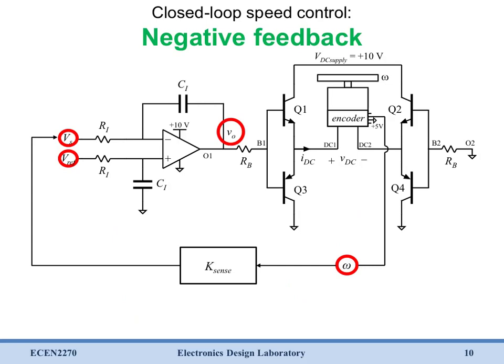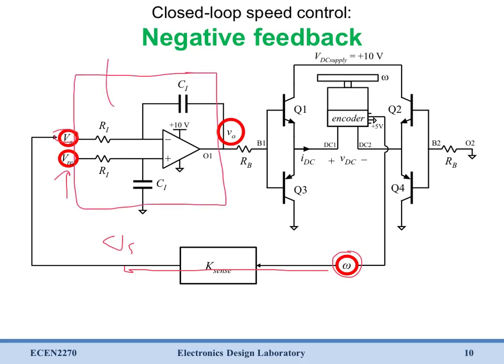Now if we place this back into our circuit, it gives us what we want. Here we have omega coming from our motor, multiplying by k sense to give us some Vs. Then we have Vs being compared to our V reference to generate some error signal and integrating that. And that whole comparison and integration happens in this feedback controller here, which generates a new V out. And this is our negative feedback circuit.